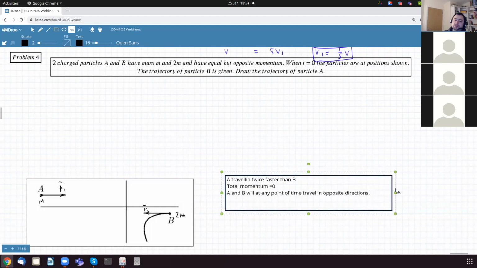A much harder question would be, do you think A and B would retain their speeds throughout the flight? Well, we know that they will always travel in opposite directions because of conservation of momentum. They will always have equal but opposite momentum. So at any point in time, they will be traveling in opposite directions. The question I want to ask: would they travel with the same speed throughout the process? What do you think? It's a difficult question to answer, but what's your idea?